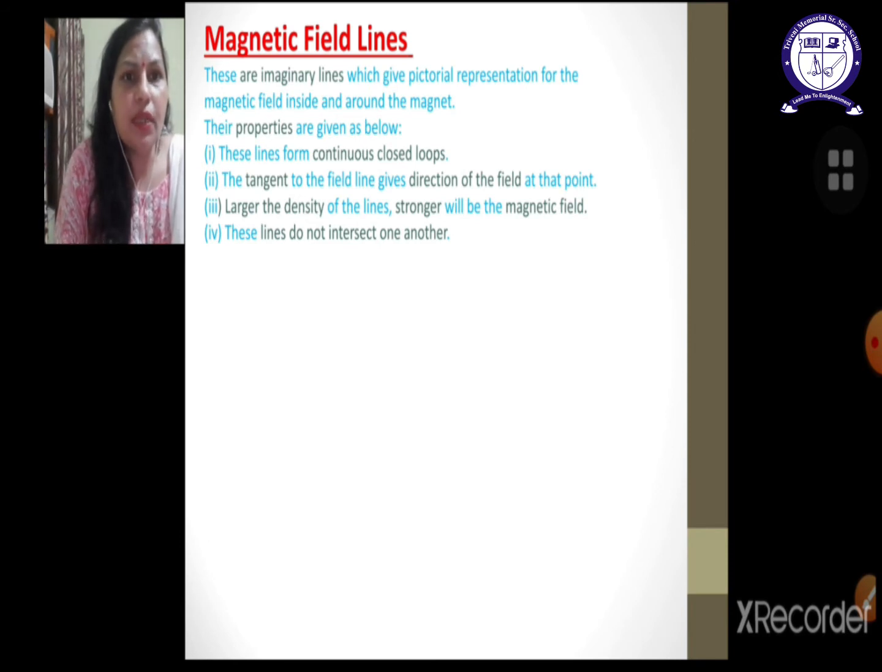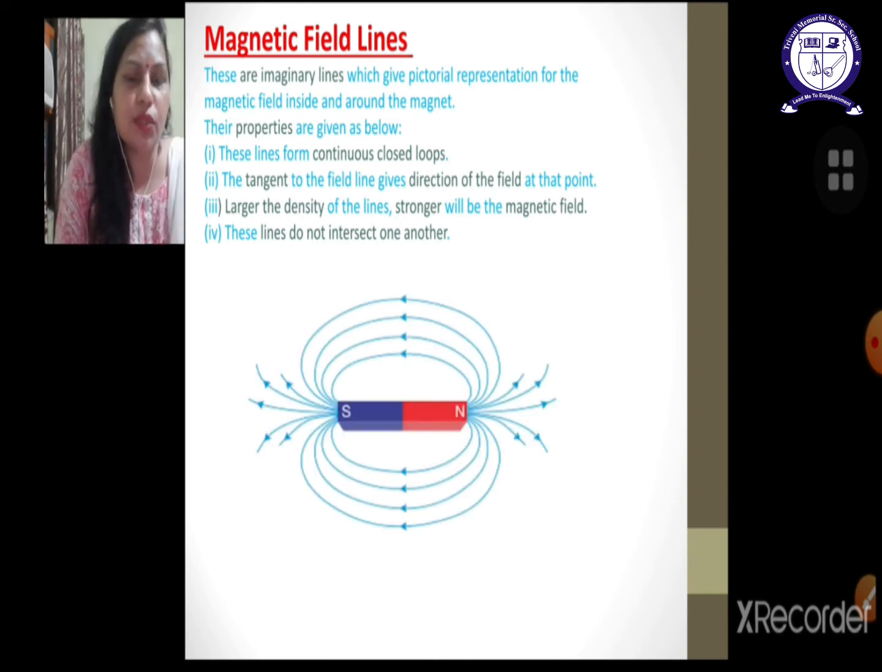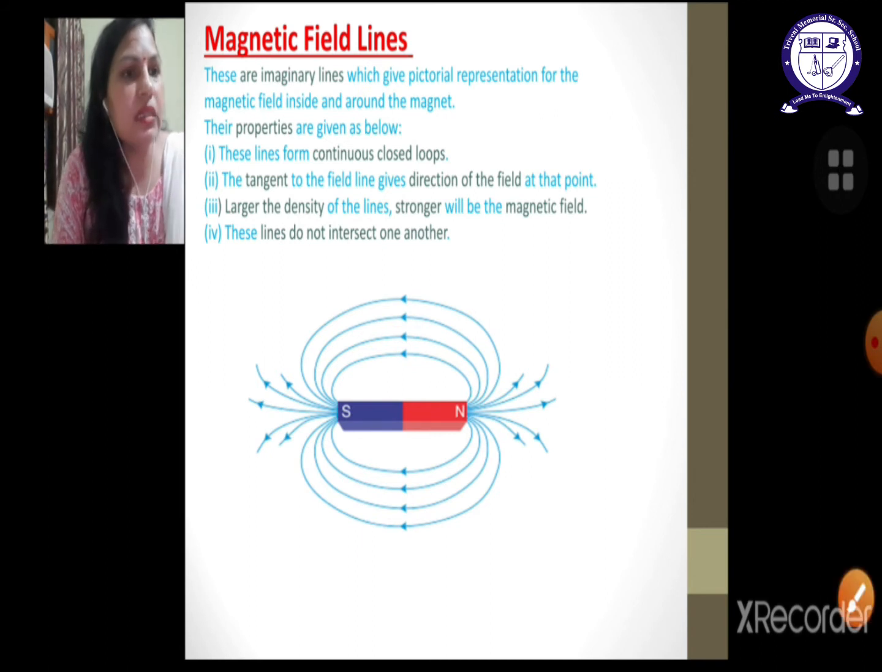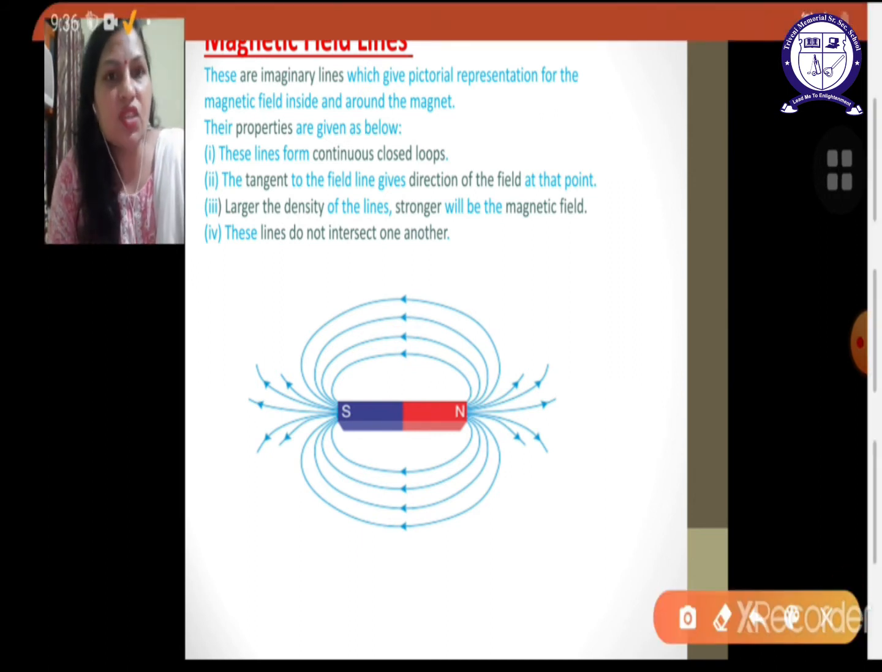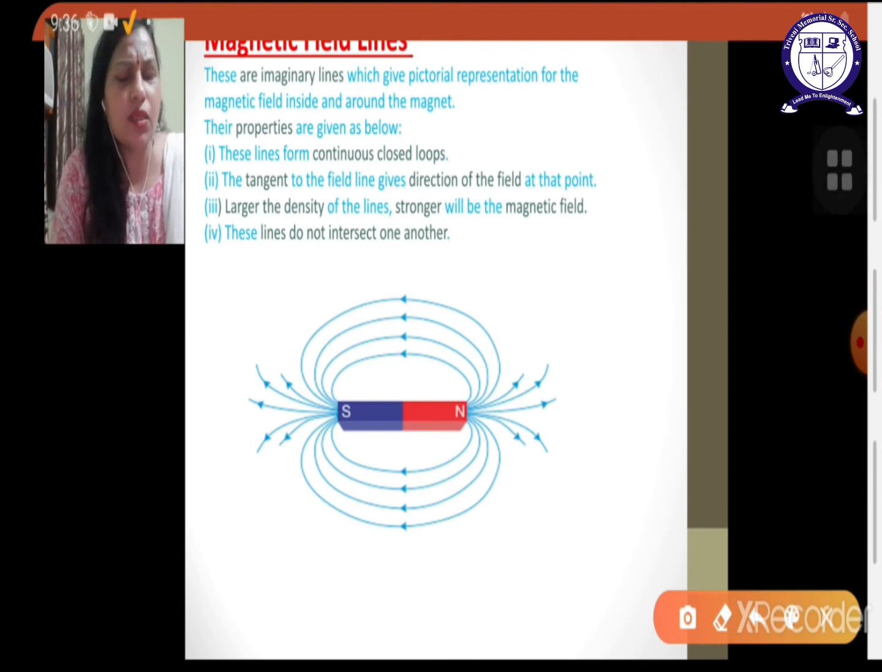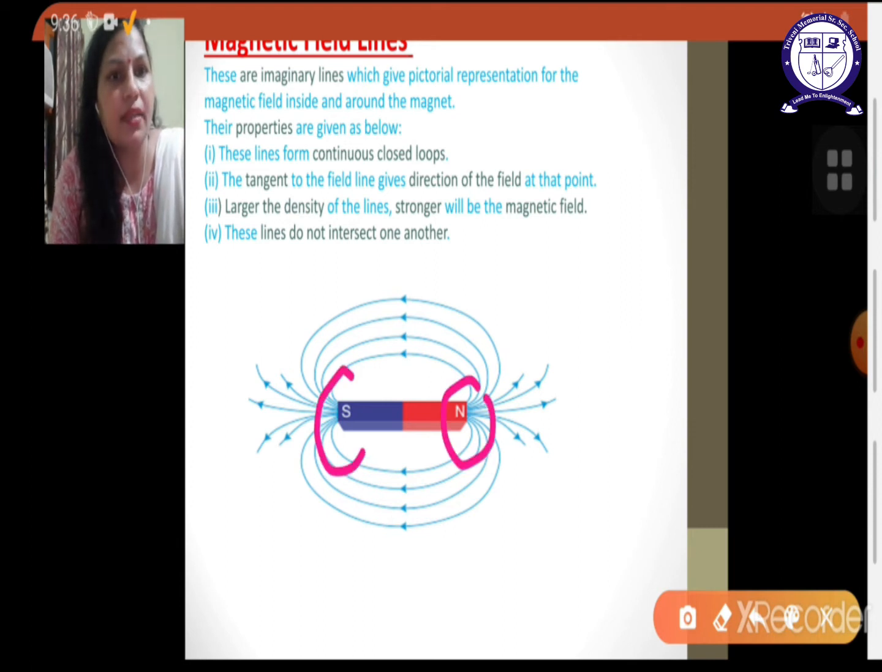Now what are their properties? The first property says that these lines form continuous and closed loops. I am going to show you this with respect to the diagram. Over here you can see that there is no line which is breaking, all the lines are continuous and these are also forming loops. Now how are these forming loops? We have studied from childhood, from 7th class onwards, that in the bar magnet the magnetic field lines generate from the north pole and terminate at the south pole. So that is why we have shown the direction like this.